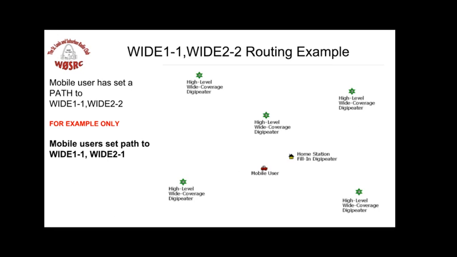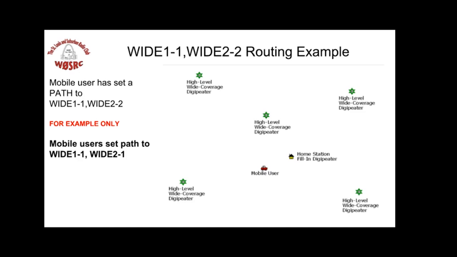Okay? All right. So I found this little clip on the internet. I think the guy put his call sign, so I'll give props to him after we get through this. But he gave an example of a mobile user who has set a path to wide 1-1, wide 2-2. Okay, I didn't want to rewrite this graphic, so we're just going to go with it. But for mobile users, the generic is you want your path set to wide 1-1, 1-2. So here's the mobile user. Here's a fill-in Digipeater. Here's a high-level Digipeater.